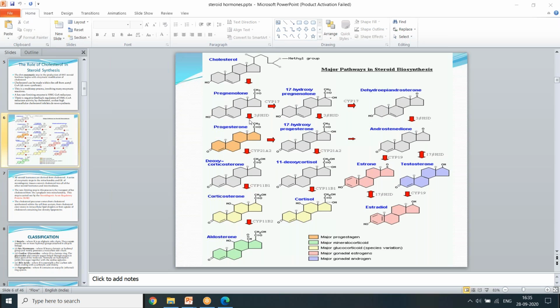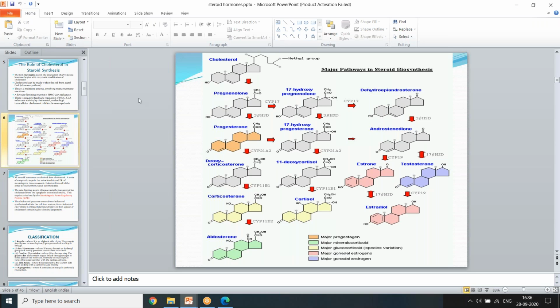the major important thing starts right from the mevalonate pathway, acetyl CoA converting to cholesterol, and then in the endoplasmic reticulum, this cholesterol converting to progesterone, estrogens, testosterone, glucocorticoids, and mineralocorticoids. Okay, so this is the importance of this biosynthetic pathway for steroids.